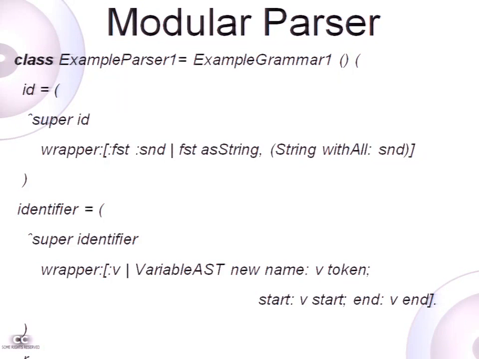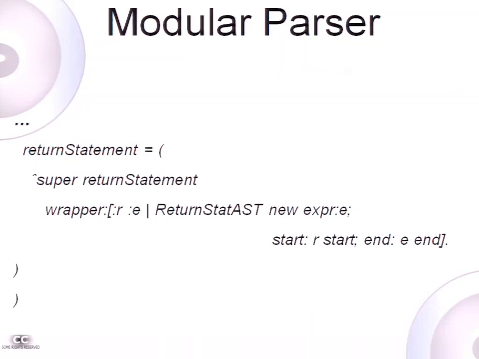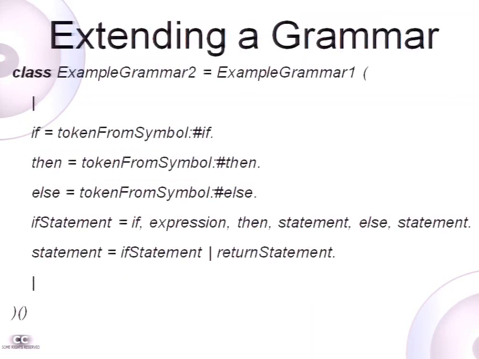So this is the example of doing that for all the productions in our language. So we do it with identifiers. We wrap them in variables. We do the same thing with the return statement. Another thing we can do, right? We can extend the grammar. We can extend our language by adding, in this case, some sort of if statement.